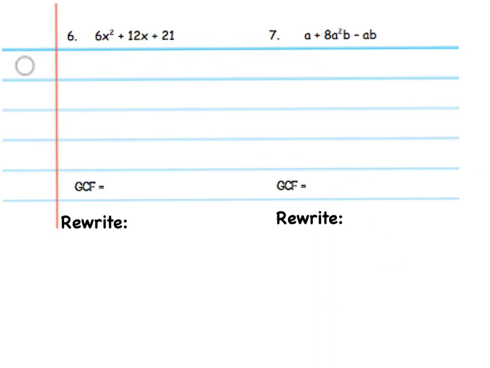Alright, same exact concept. Notice instead of having 2 terms, we actually have 3 terms on these ones. So same idea though. 6x squared, 12x, and 21. Alright, 6. 2 numbers multiplied to 6 are 3 times 2. X squared means I have 2 x's. 12. Numbers multiplied to 12, 3 times 4. But remember, 4 can be broken down to 2 times 2.